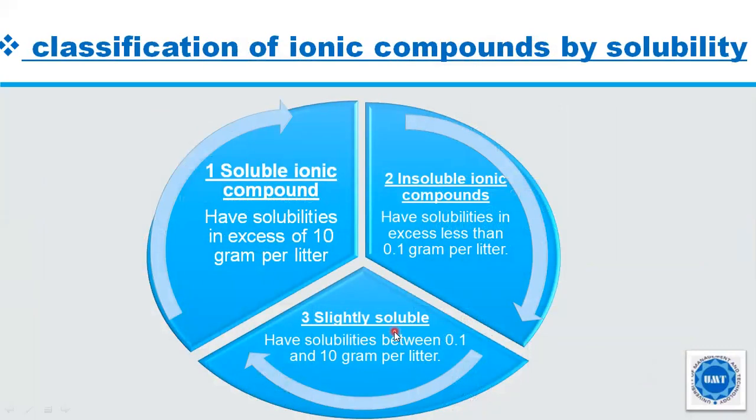Next is the classification of ionic compounds by solubility. There are basically three types of ionic compounds on the basis of their solubility. The first is soluble ionic compounds, which have solubilities in excess of 10 grams per liter. The next is insoluble ionic compounds. They have solubilities of less than 0.1 grams per liter. And the last one is slightly soluble compounds. They have solubilities between 0.1 and 10 grams per liter.